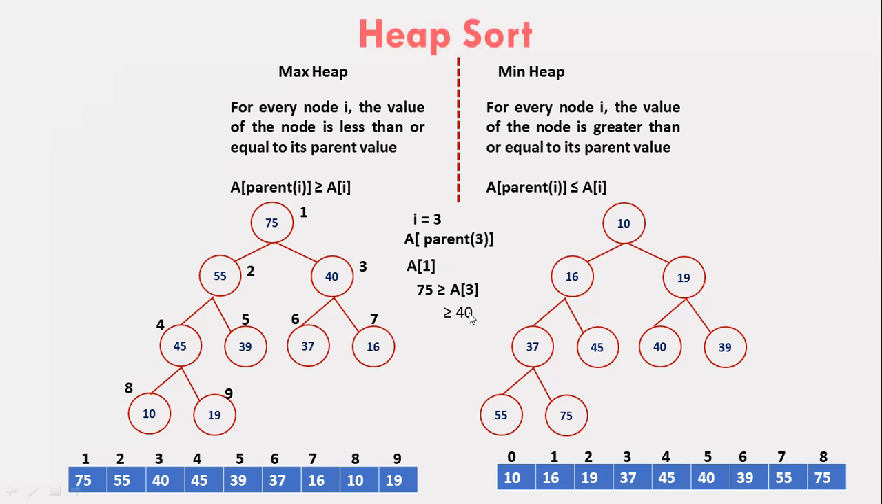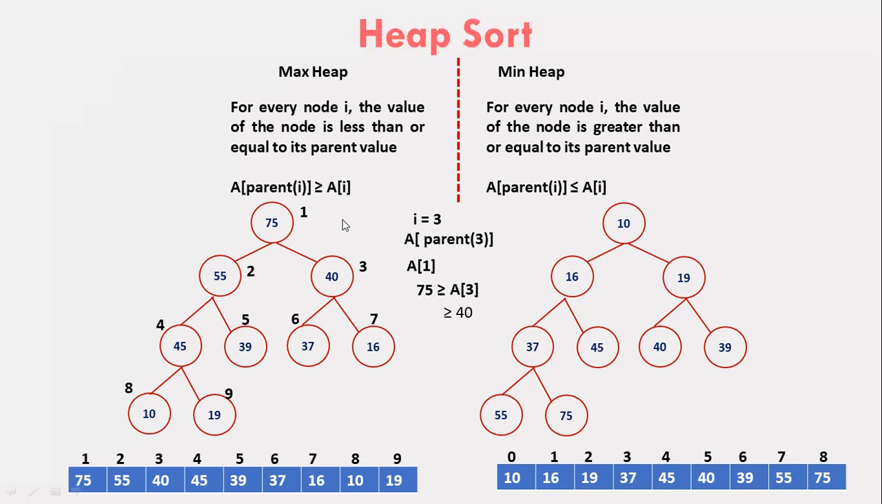Okay. So this condition is true for all the values of I. It should be true for all the values of I, of course, except the root, because the root node does not have any parent. So this is the max heap.